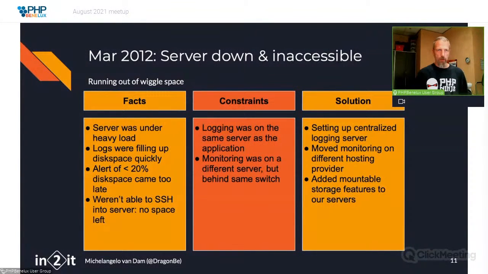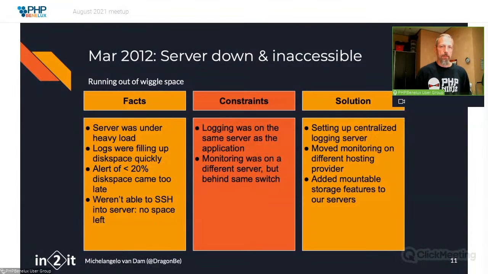So March 2012, the server goes down, and everything was inaccessible. What was the fact? Our server was on a heavy load. Logs were filling up very quickly, and we got an alert that we had less than 20% of disk space. Unfortunately, the alert, because of all the operations happening, was delayed. So by the time we received the alert, it was already too late, and we were not able to SSH into the server because there was absolutely no space left.